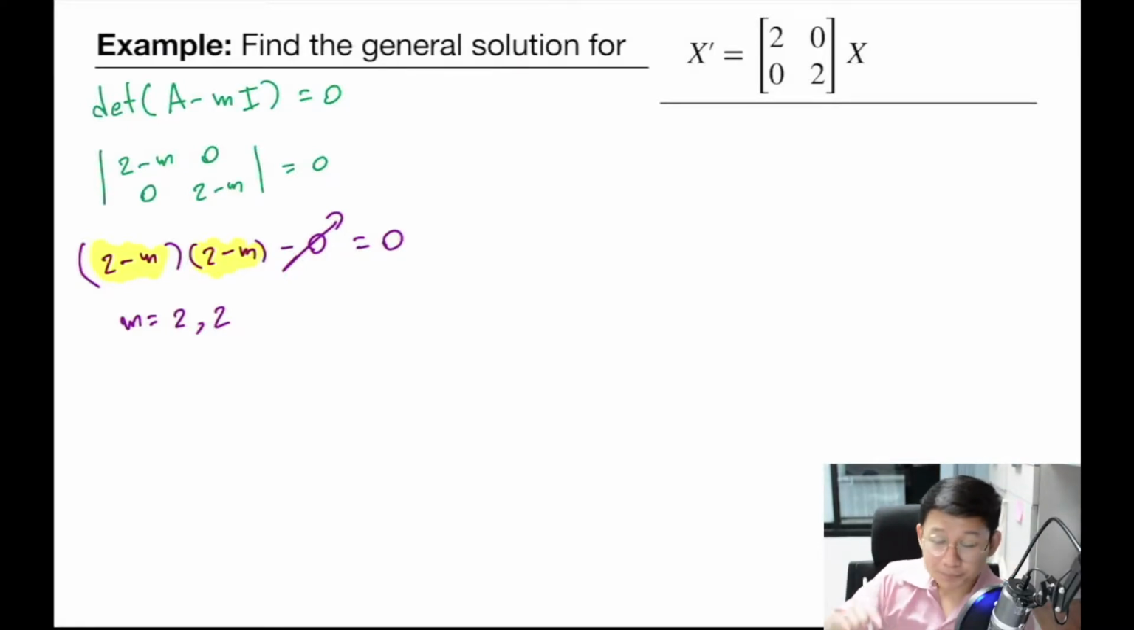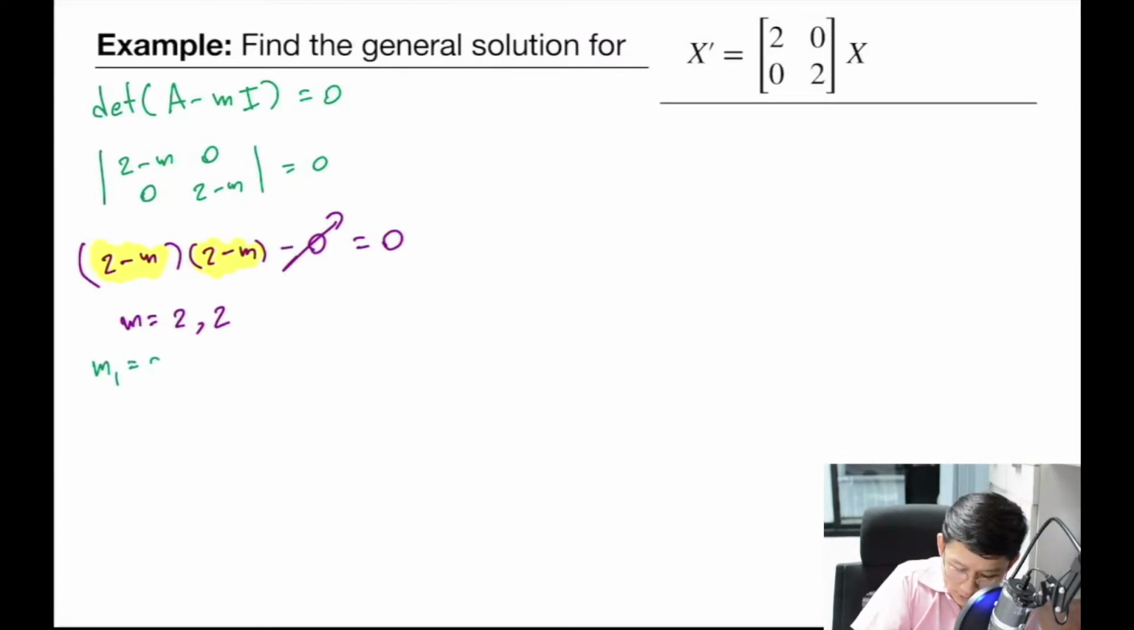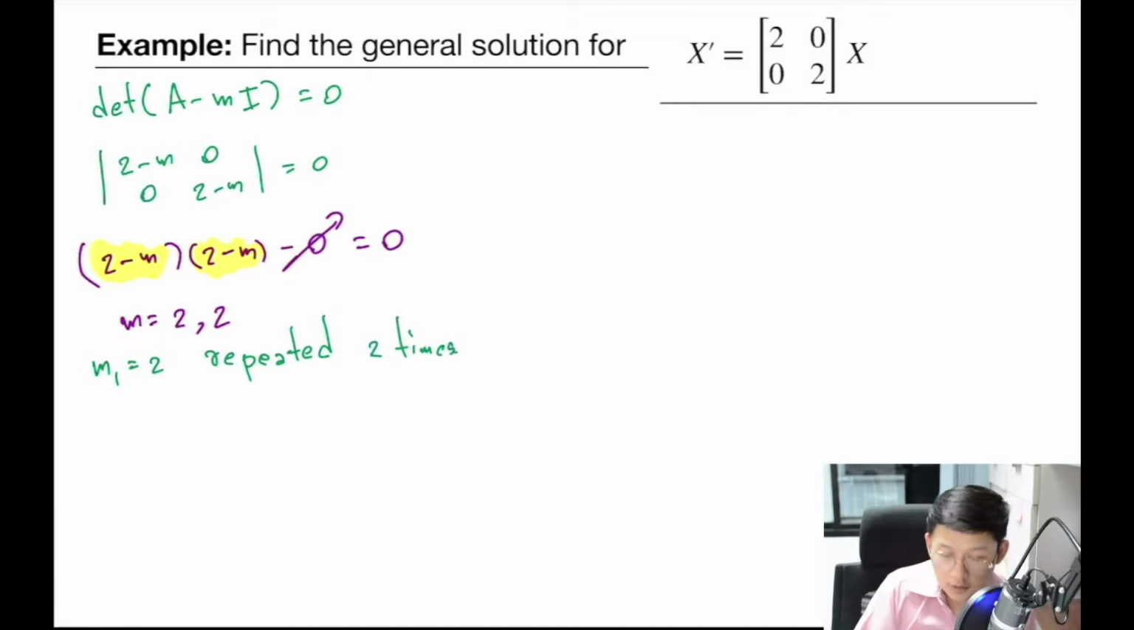So right now we have m, which is 2, and is repeated twice. This m, let's say m1, is 2, and is repeated 2 times.